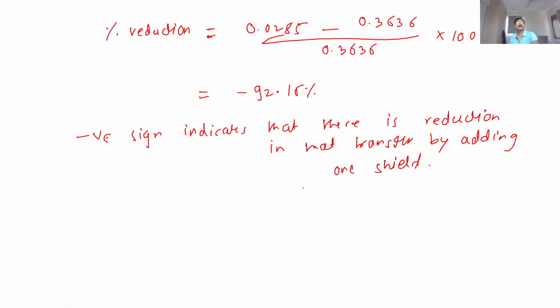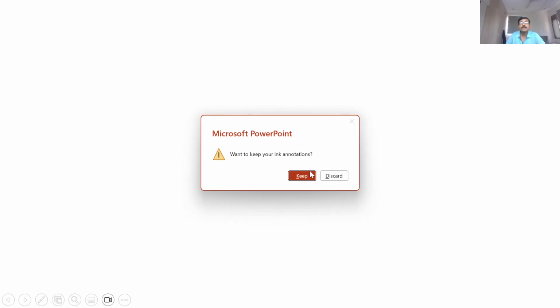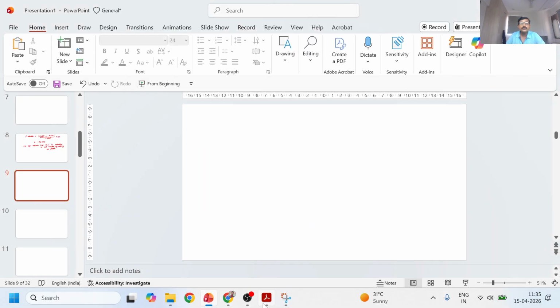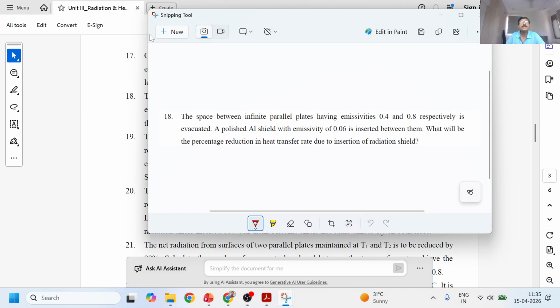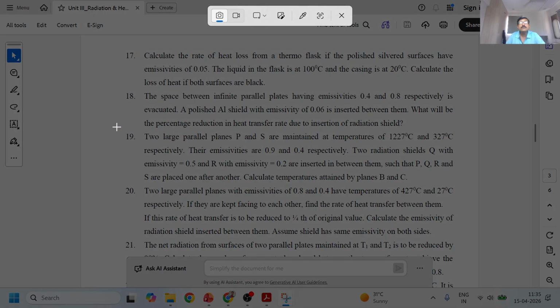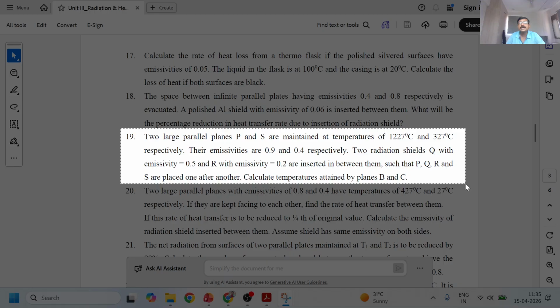Okay. Now we'll go to the next problem. I will come back to the list of the formulae and I am snipping it further. Now I am going for problem number 19.